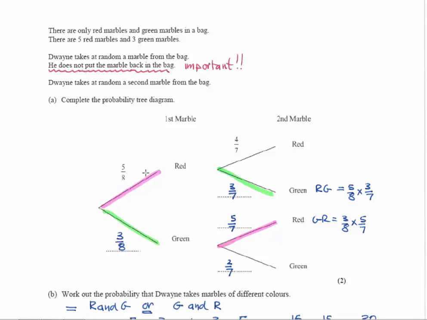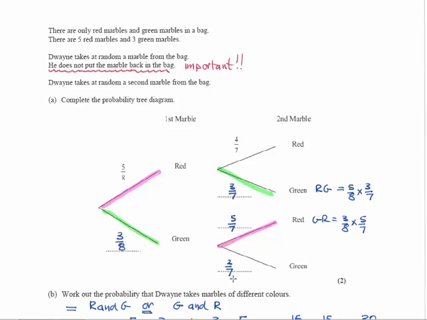So if the first bead is red, then it's 3 out of 8 for green. Okay, if the first bead is red, and it doesn't get put back, on the second go, there will be 7 beads, and only 4 of them will be red because you've taken 1 out. But there'll still be 3 green, and so the probability of green is now 3 out of 7. If the first bead was green, then the probability of red will be 5 out of 7, because if the first one was green, there will still be 5 red in the bag. And there will only be 2 green left, so the probability of green on the second go is 2 out of 7.